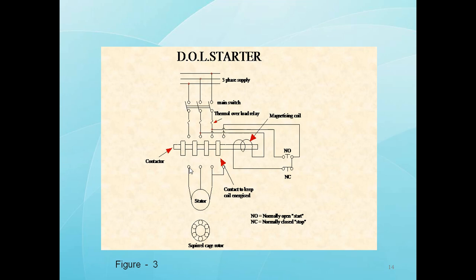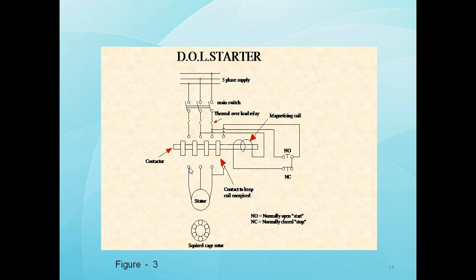When the off button is pressed, the coil gets demagnetized and the main contacts of the contactor open and the motor stops. So that means when the off button is pressed, the coil gets demagnetized. Here, the off button is what? Stop button, NC button. So what happens if you press the NC button?